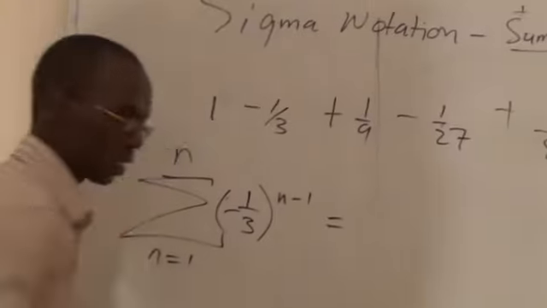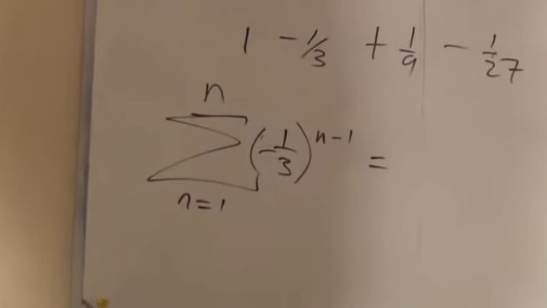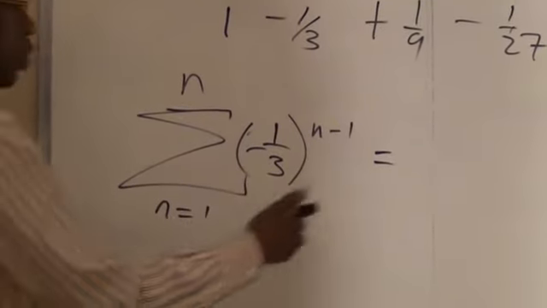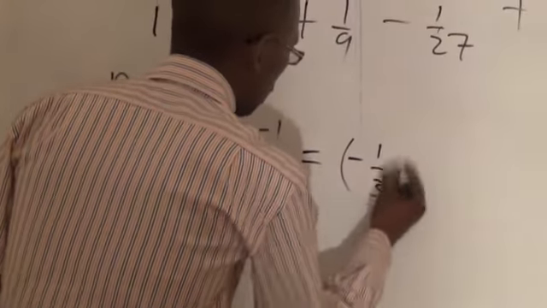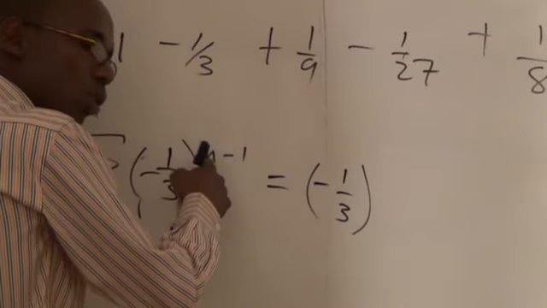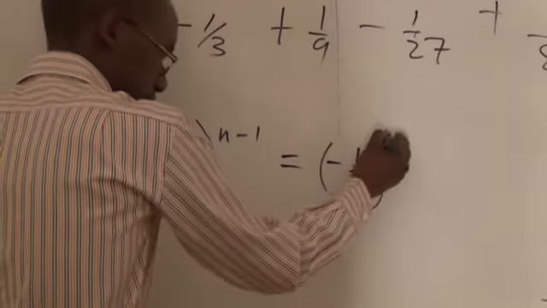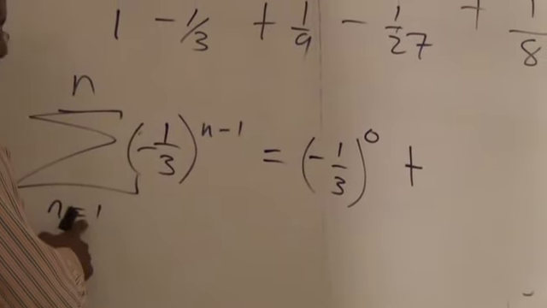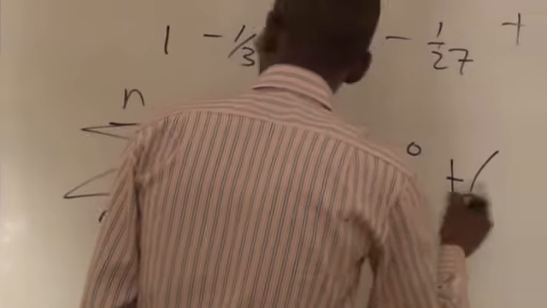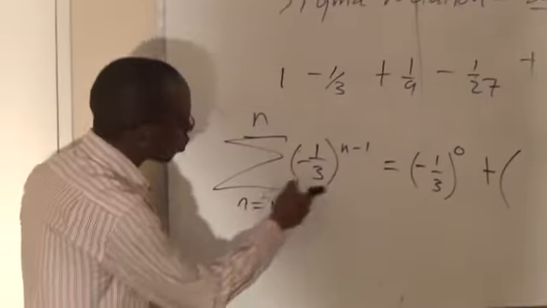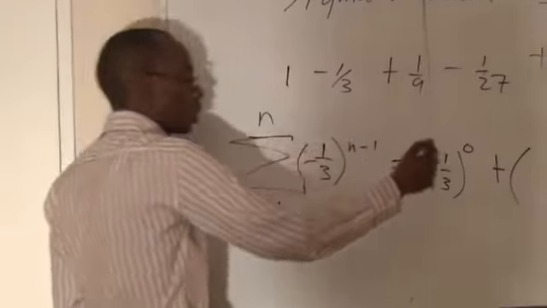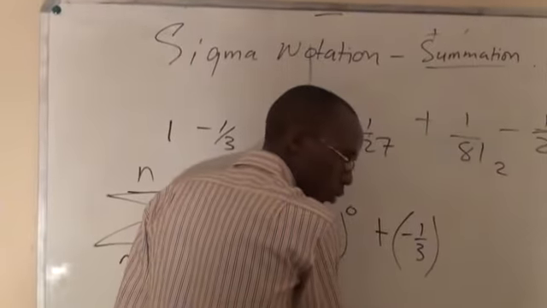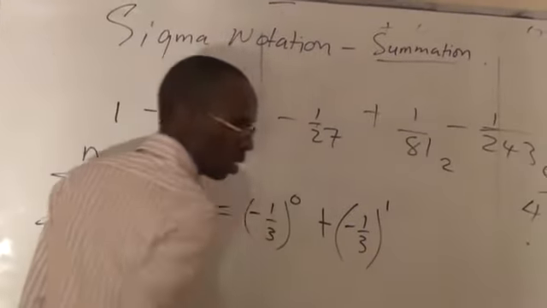So we try to expand that summation and see what we get. If n equal to 1, then our first term will be minus 1 over 3 to the power n minus 1, but n is equal to 1, so 1 minus 1 is 0. Correct? Yes. Plus n equal to 2, we move to the next term. So plus minus 1 over 3 to the power n minus 1. But n equal to 2 now, so 2 minus 1 we get 1.